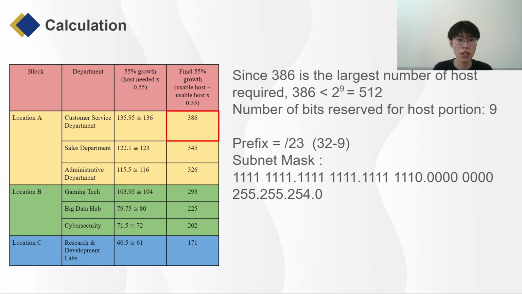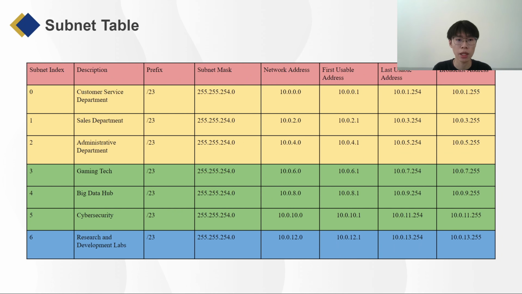Now, we use the largest number of hosts required to do the calculations for the subnet. 386 is the largest number of hosts required, and it is smaller than 2 to the power of 9, which is equal to 512. Then we obtain the number of bits reserved for the host portion, which is 9. By deducting 9 from 32, we obtain the prefix length of 23, with the subnet mask 255.255.254.0. The next is the subnet table. Since it is flat, the prefix and the subnet mask will be the same.